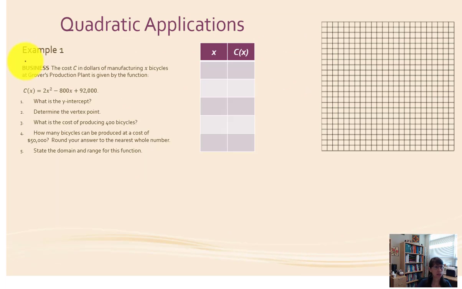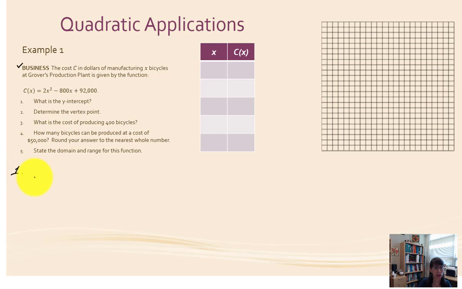In our first application, this is a problem related to business. The cost C in dollars of manufacturing x bicycles at Grover's production plant is given by the following function. C of x, notice that's function notation. C is a function of x. So C of x equals 2x squared minus 800x plus 92,000. Our first question is, what is the y-intercept?